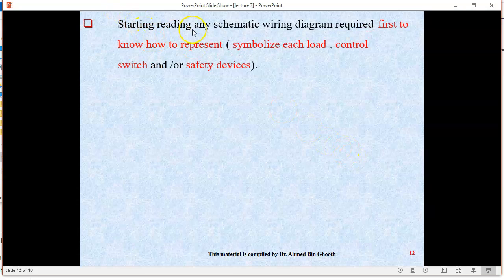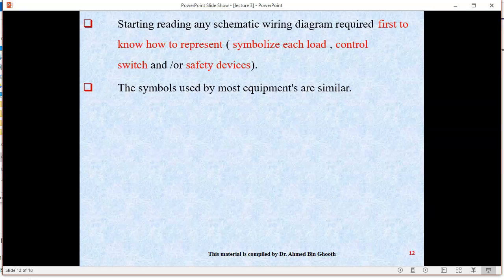To start reading any schematic diagram, first know how to represent the symbol for each load, control, switch and safety. So you need to know all the symbols actually. The symbols used by most equipment are familiar. Why do I stress that you need to know and remember all the symbols? Because there was a time that I met it in the strip paper.